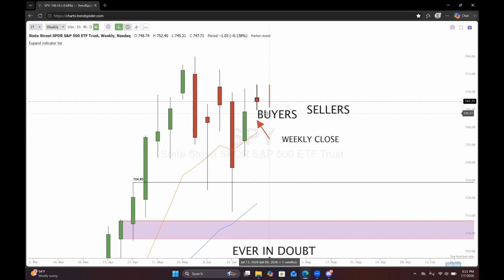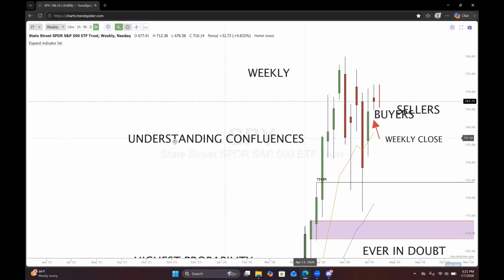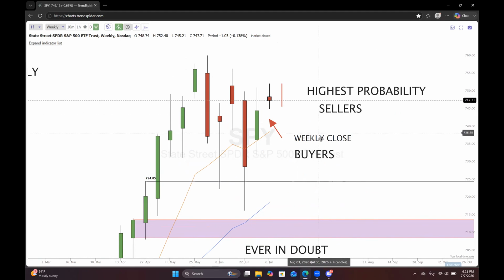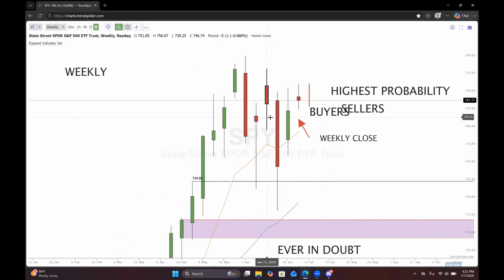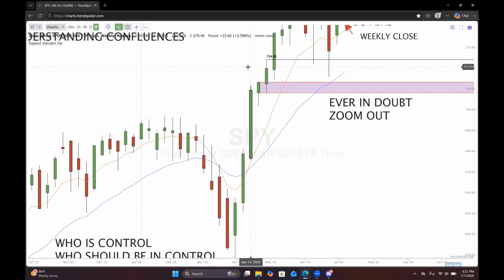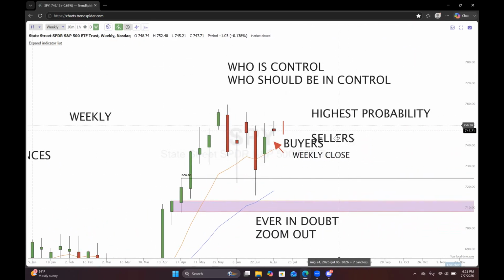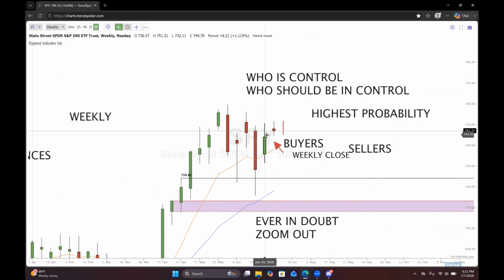So if we know the buyers are in control at this weekly close, we know as long as we hold above this, that is our highest probability that we continue higher, right? Because we know if the buyers are in control, we go back to these two questions. If we know the buyers are in control here, who is in control? We know the buyer's in control. Who should be in control? The buyer should be in control above this weekly close, last week's close.